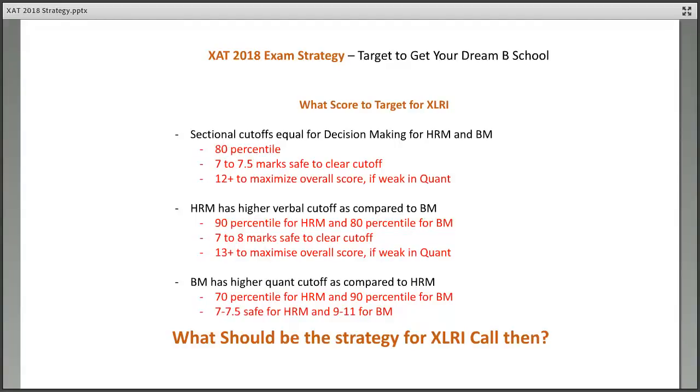Now there is another problem which most of you face, that you think that you are slightly weak in quant. So how do you tackle that? What should be the target score in case you are weak in quant?